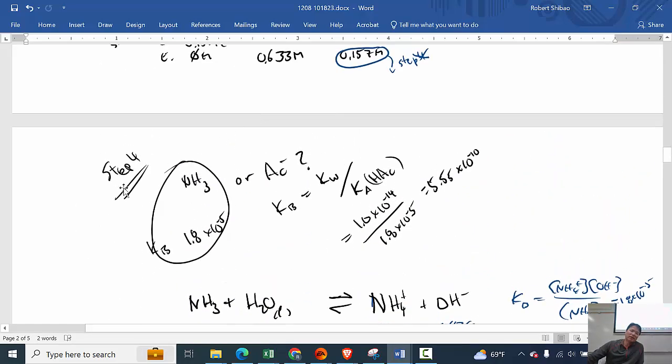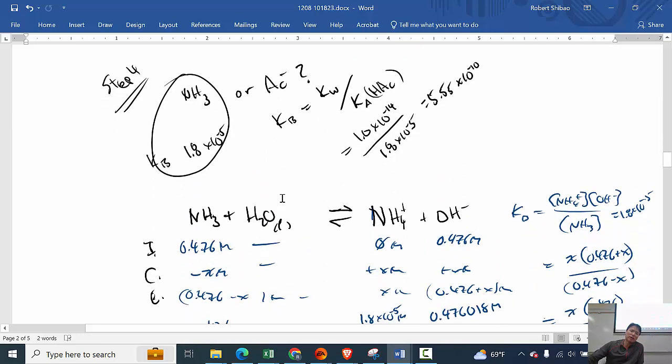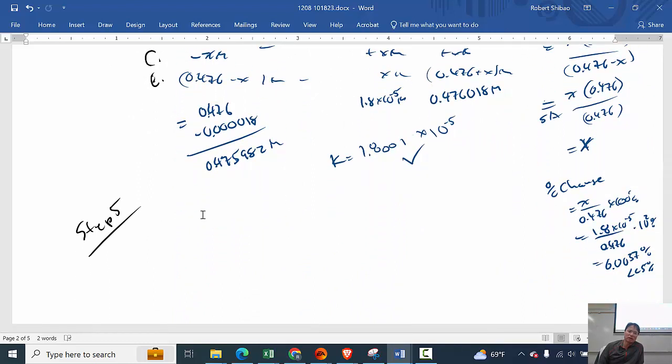Well, we already looked at, in step four, we looked at ammonia or acetate. We picked ammonia because it was stronger than acetate. But the next strongest base is going to be acetate. And so we start off with acetate here. Strongest acid is still the same as just water. In fact, it'll be acetate and water. Acetate and water is going to make what? Acetic acid. Acetic acid and hydroxide.